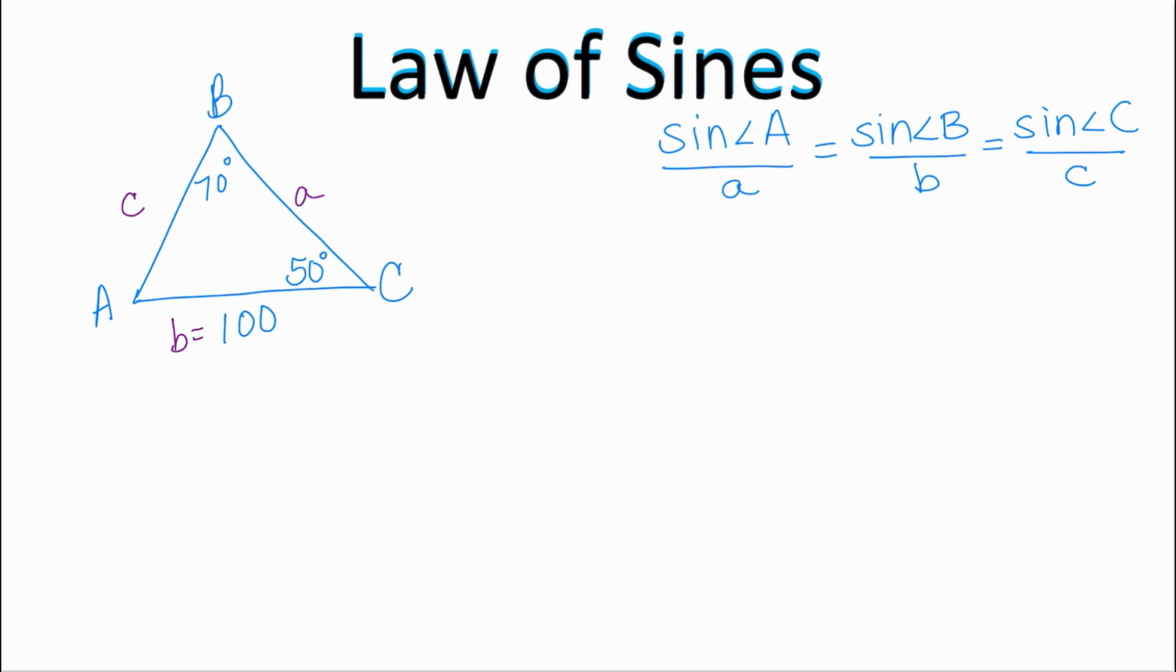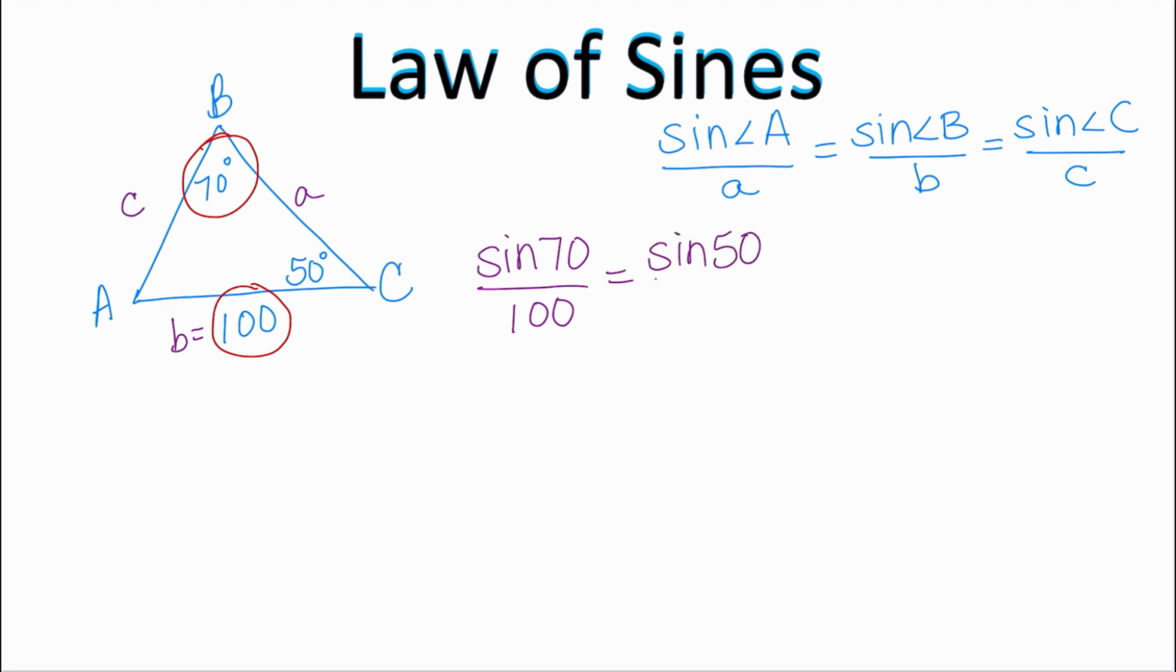Now I can go ahead and set up a proportion, which I'm going to cross multiply so that I can solve. The information that I know for sure is that I have 70 degrees and the side opposite, which is 100. I'm going to work with that to start setting up my proportion. The sine of 70 degrees is to 100 as the other angle that I have, the sine of 50 degrees, is to lowercase c.